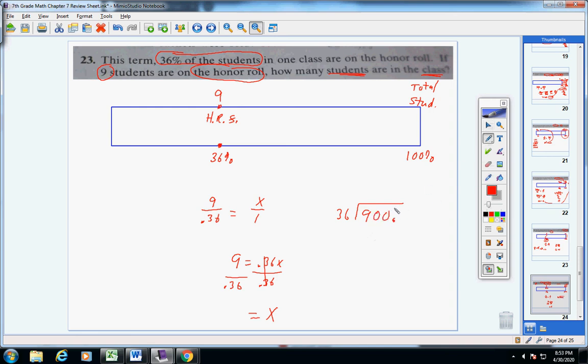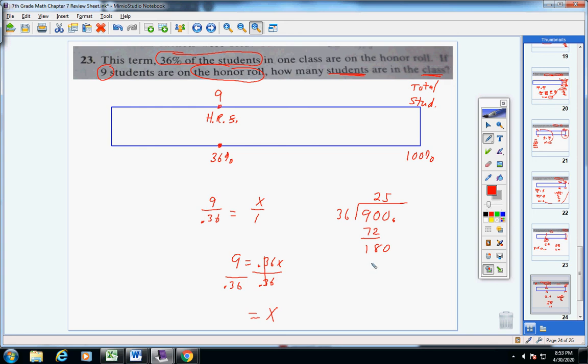And here we go. 36 goes into 90 twice. That's 72. Leaves you with 18. And then 36 goes into 180. What would that be? Let's see. 5, I believe.